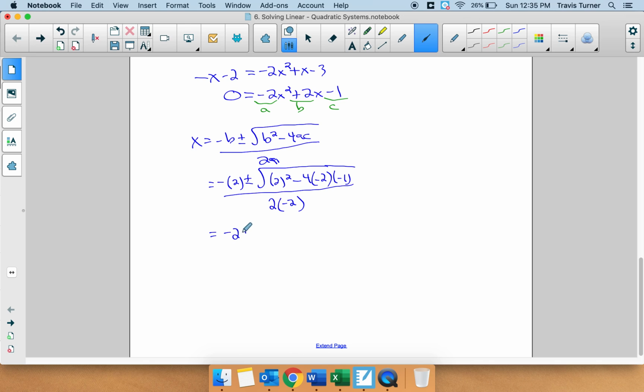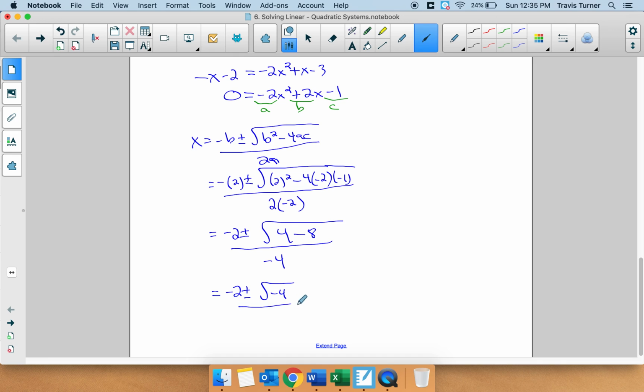So if I work this out, I get 4, and then negative 4 times negative 2 times negative 1 is going to be a negative number because I've got 3 negatives, and that's just going to be minus 8. So if you look on the numerator, negative 2 plus or minus this is a negative number. So I'll just simplify one step.